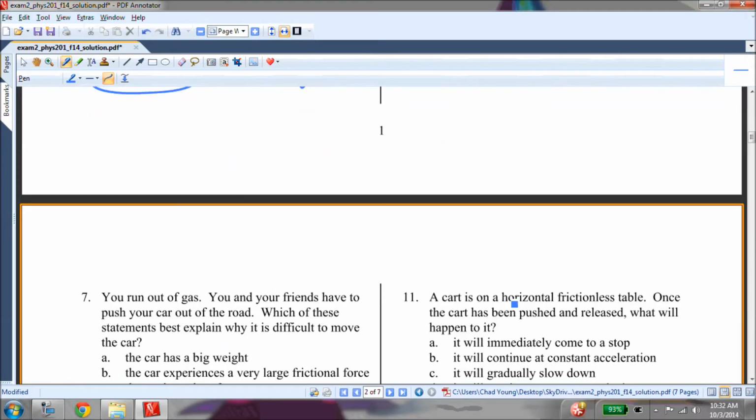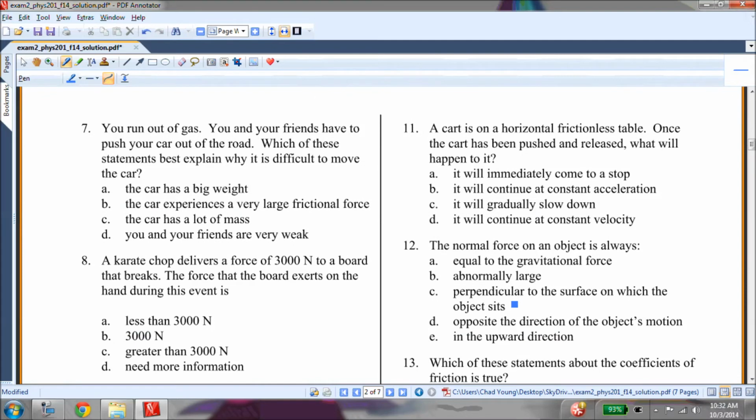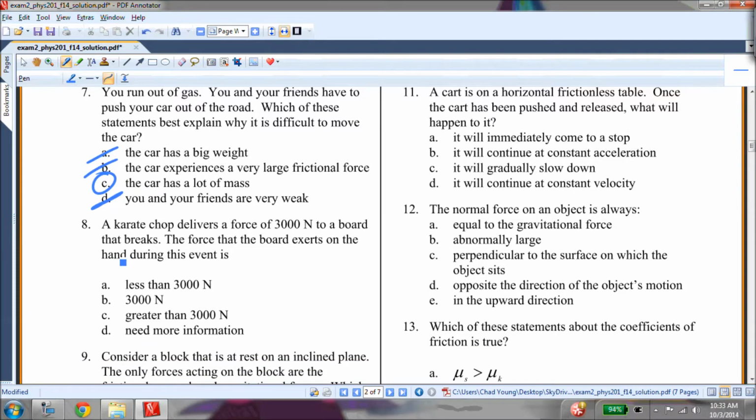You run out of gas, and you and your friends have to push a car out of the road. Which of these statements best explains why it's difficult to move the car? Right, it's not because the car has a big weight. Okay, that would explain why it would be difficult to lift, but not to push. It doesn't experience a large frictional force. In fact, when we watched this video from Veritasium, you recall, it was actually quite easy for them to push the car because there wasn't actually a large frictional force. But the reason is because it has a lot of inertia or a lot of mass. And obviously this isn't true because most of you are stronger than me.